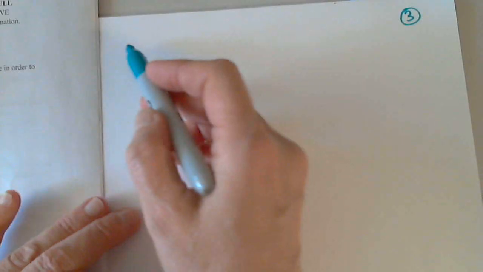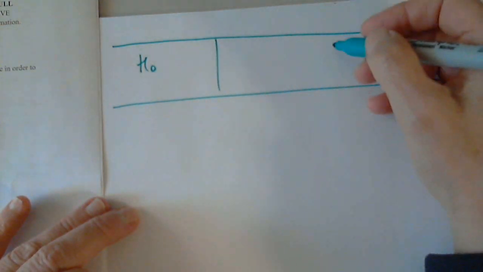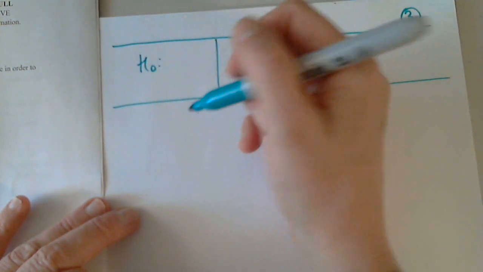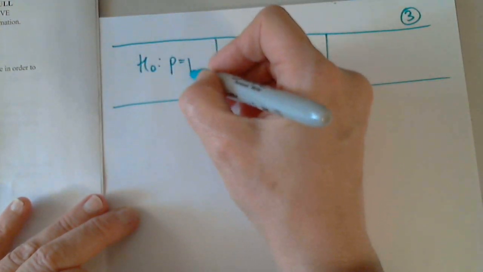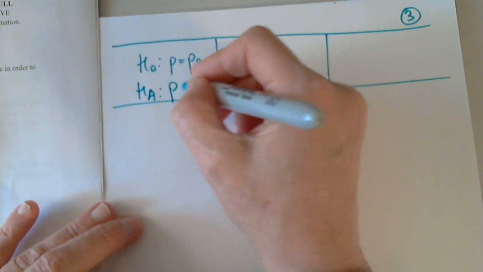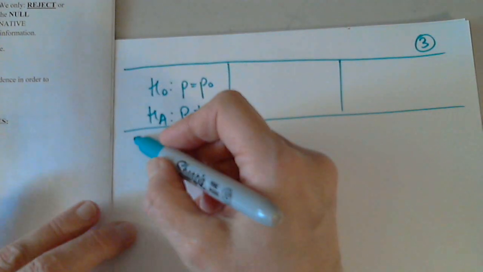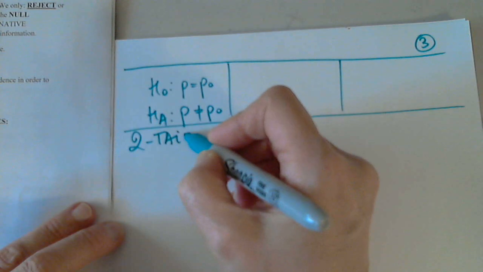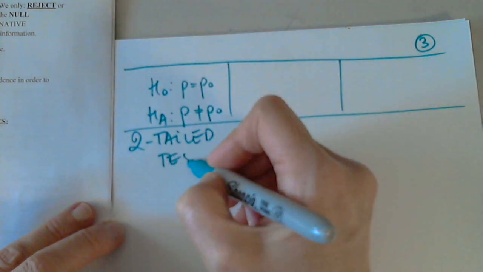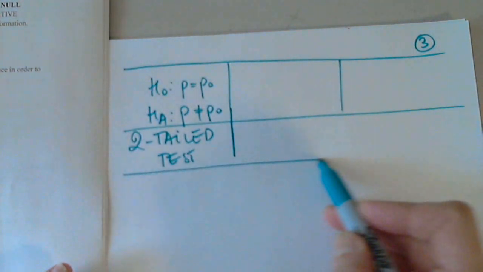Okay, so here it is. I'm going to try to put all of them together. As an example, P equals some value from the past. The alternative, P does not equal some value from the past. This is a two-tailed test. When we get to do that, then we will know exactly what it means.